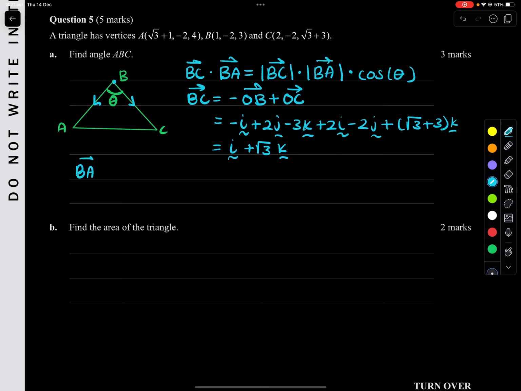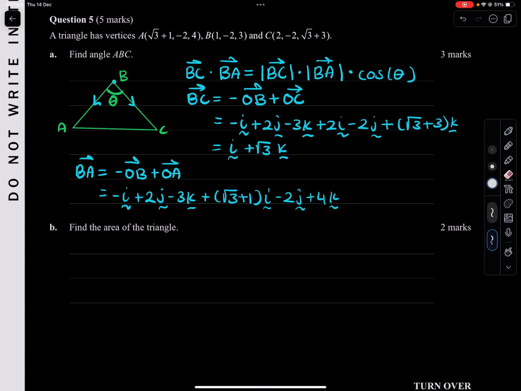So BA is negative OB. Remember the first term is going to be negative, plus OA, which is what? So OB is, again, just negative i plus 2j minus 3k, and A is just plus root 3 plus 1 i minus 2j plus 4k. I want to make sure I've done that right. So negative i. Okay, that's good. Looks good.